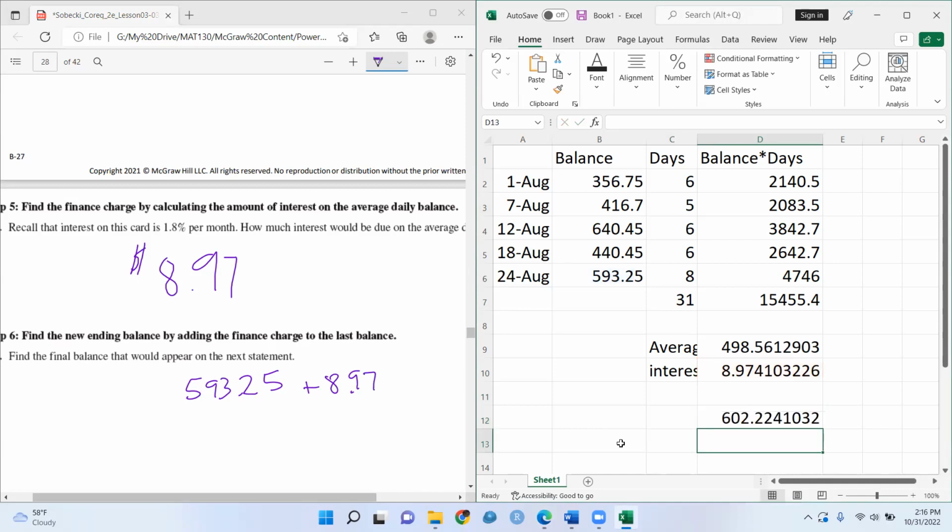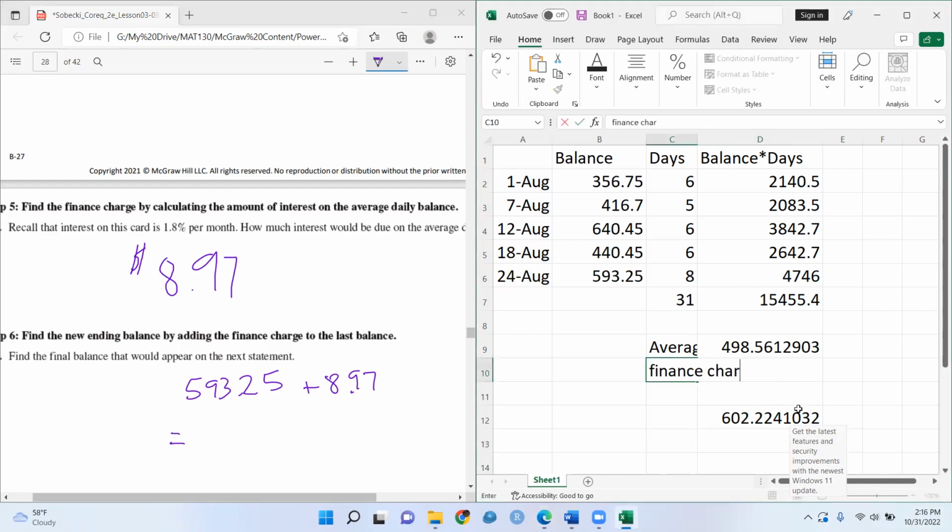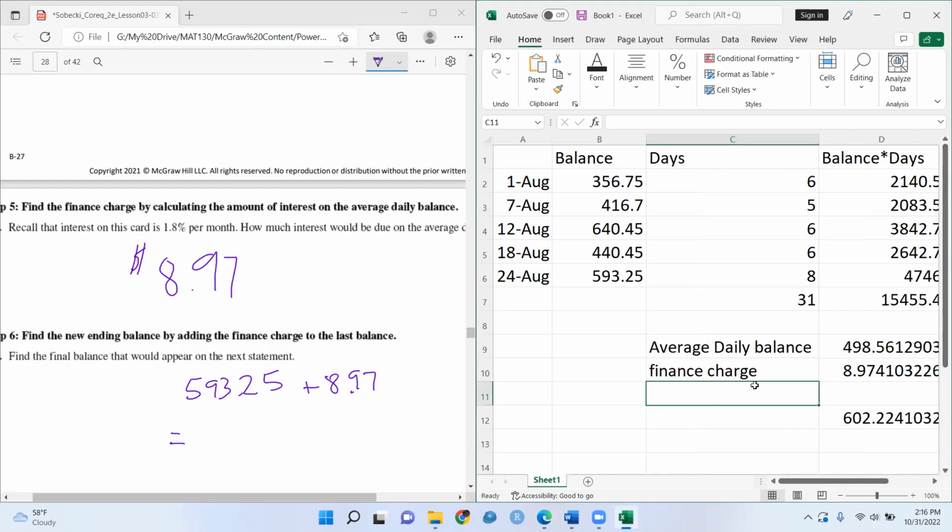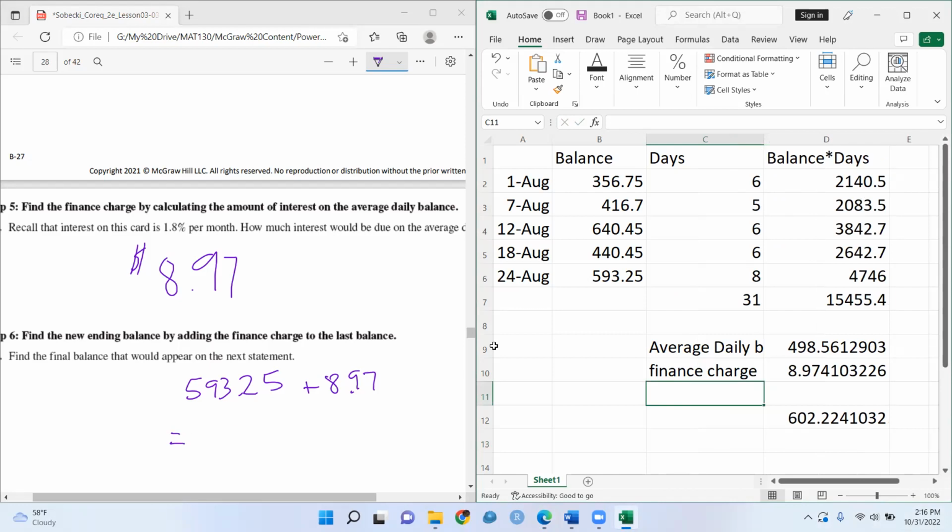Now be careful, a lot of students make the mistake of taking the average daily balance and adding the finance charge to that. We should call this finance charge, shouldn't we? But don't do that, because this is the amount we owe them, and then we add the finance charge to the amount we owe.